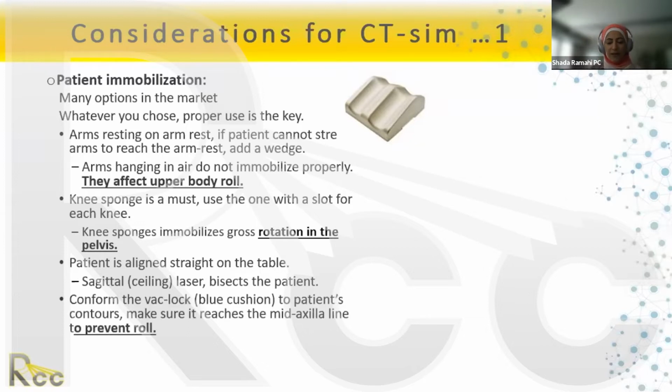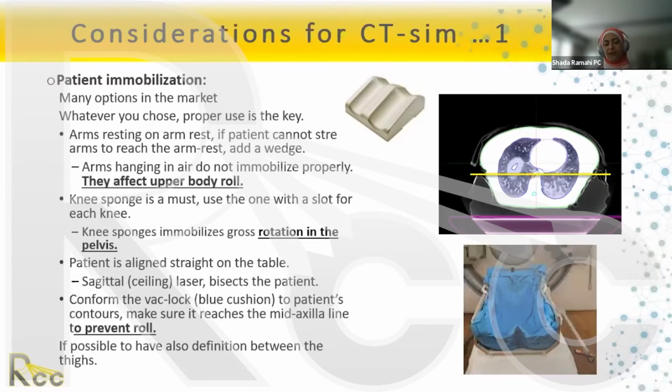What we have to do, not later, from the beginning, is put the patient on what everyone knows as a vac-lock or a blue cushion. It is a cushion that you put under the patient, take the air out, and it contours to the patient's shape. To prevent body roll, have the cushion go all the way up to mid-axilla, as high up as you can go. The idea is to have a support around the patient, fixing the body from going sideways. So don't go lower than mid-axilla if you can.